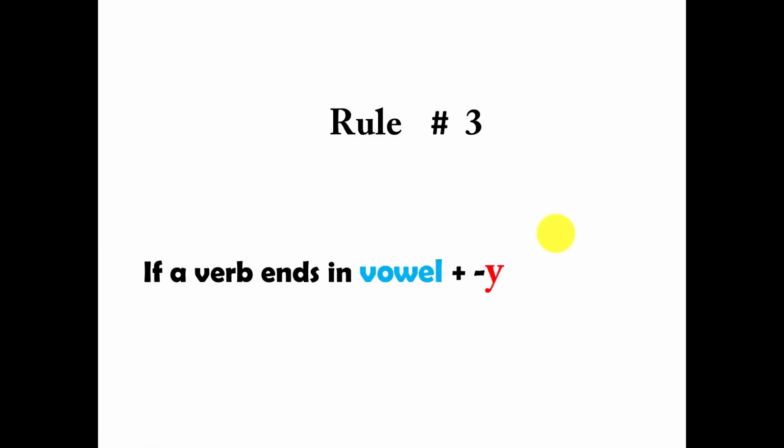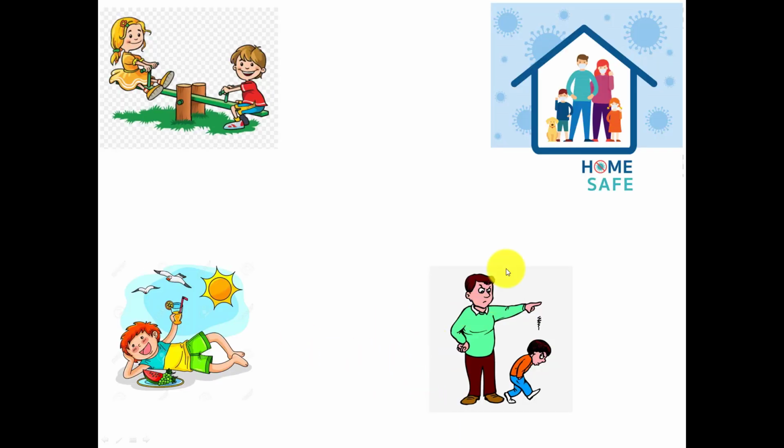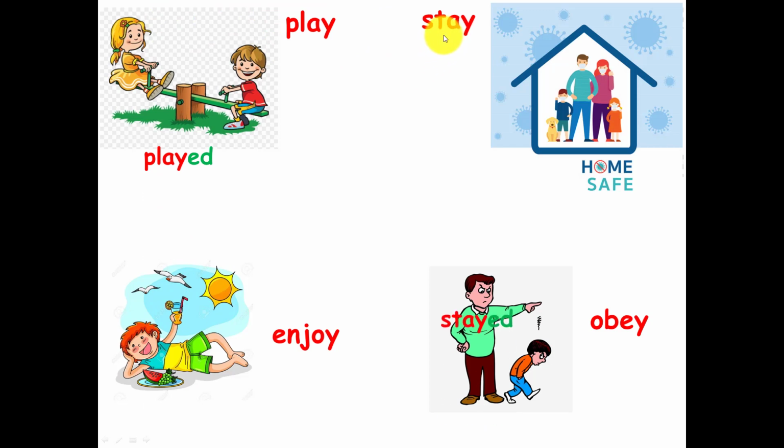Rule 3. If a verb ends in a vowel plus Y, we simply add ED, like in these pictures. So picture number 1. Good. Play. Next. Stay. Next. Enjoy. Last one. Obey. Very good job. Can you guess the past simple for these verbs? Let's start with play. Good job. Played. Stay, stayed, enjoy, enjoyed, obey, obeyed.